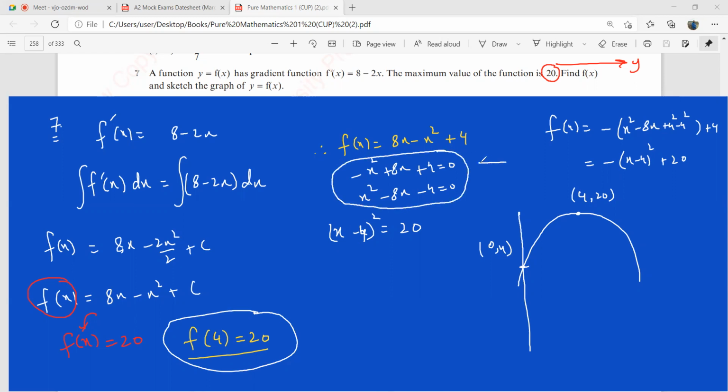I was going to solve this through the quadratic formula. Since we have got the square completed, let's use that. So x minus 4 is going to be plus or minus the square root of 20. So x is going to be 4 plus or minus the square root of 20.